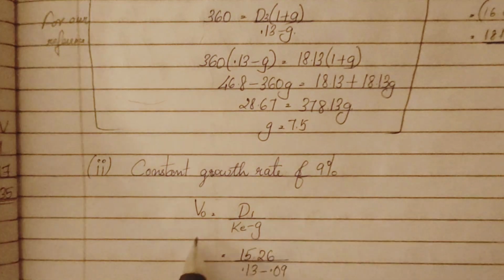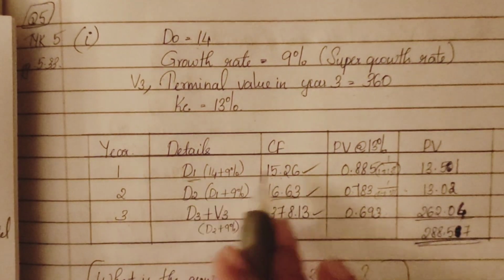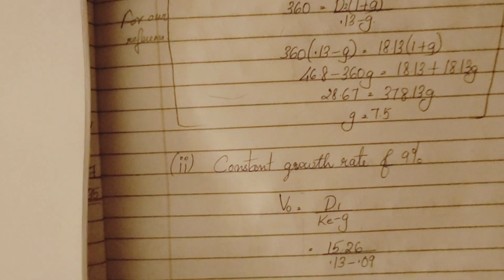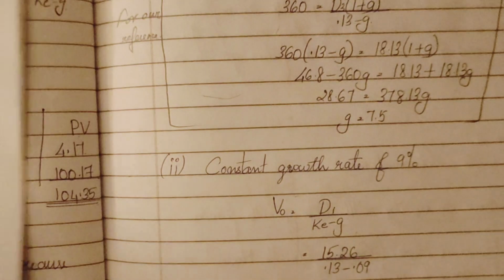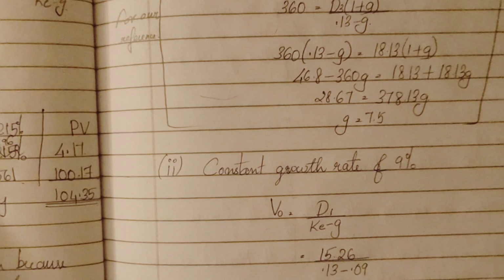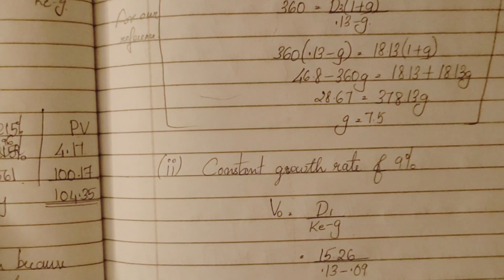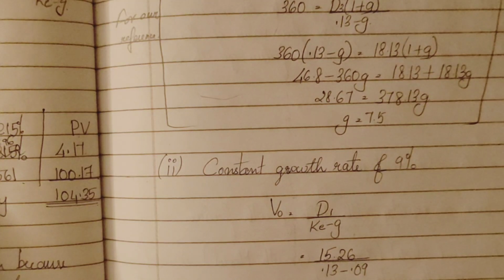Constant growth model, how do we find the value? V0 is equal to D1 divided by KE minus G. What is D1? D1 is the dividend for the first year, 15.26. 15.26 divided by cost of equity, given in the question as 13%, minus growth rate 9%. So 13% minus 9% is 4%, and dividing gives 381.5. 381.5 is the price at which Mr. B should pay for the share if he is of the opinion that 9% growth can be maintained indefinitely.